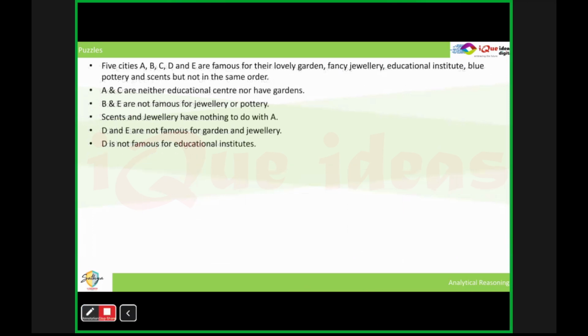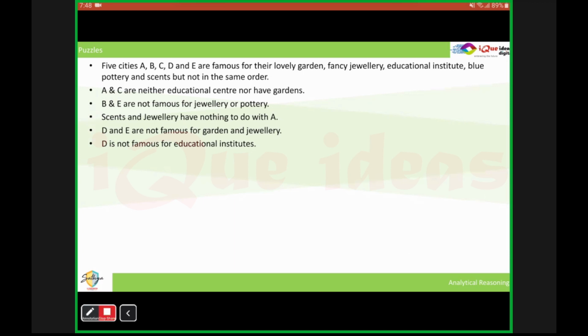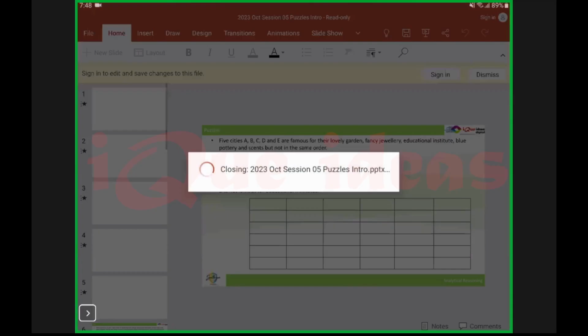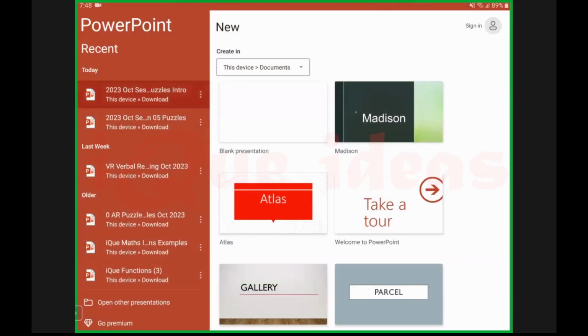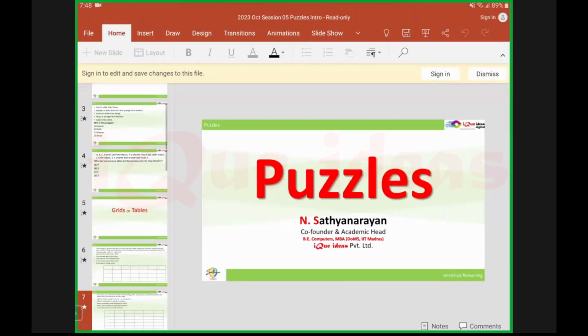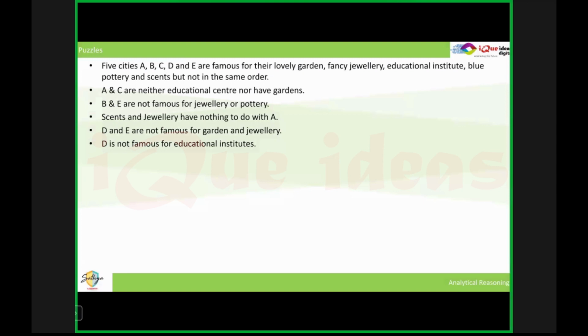Now, let's take a look at this example. In this example, again, it is given that there are five cities, A, B, C, D, and E, which are famous for different things like lovely garden, fancy jewelry, educational institution, blue pottery and scents, but not in the same order. Now I have to connect cities with different things.